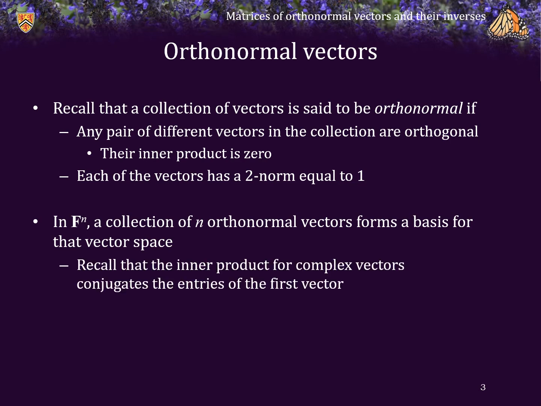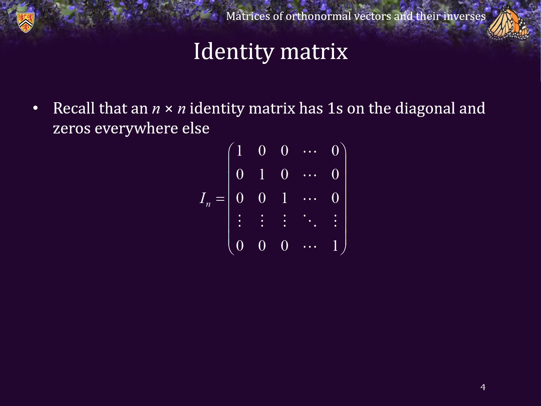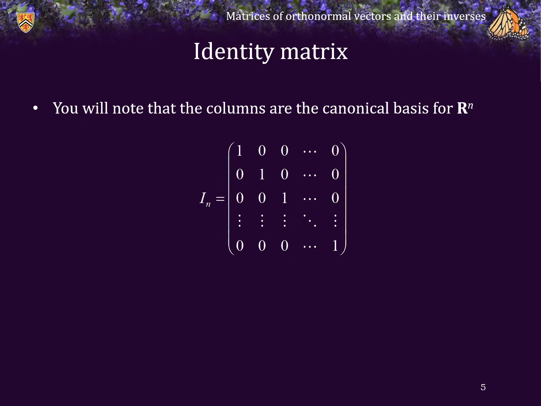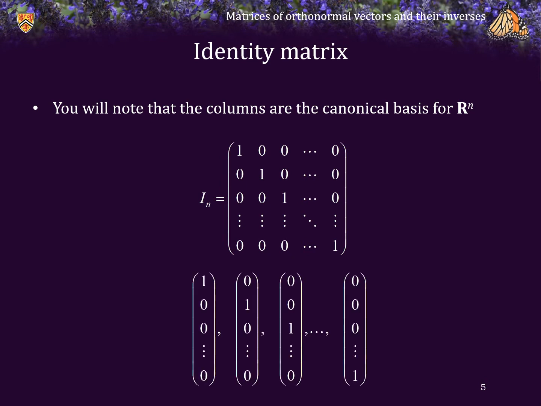Now, recall that the inner product for complex vectors conjugates the entries of the first vector in the inner product. Recall also that an n by n identity matrix has 1s on the diagonal and 0s everywhere else. You will note that the columns of the identity matrix form the canonical basis for R to the n. So here we have our collection of n orthonormal vectors.